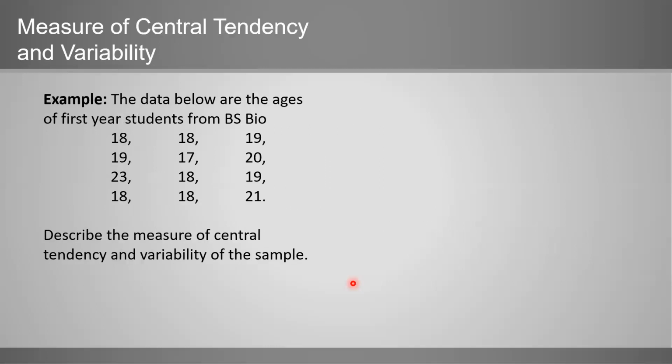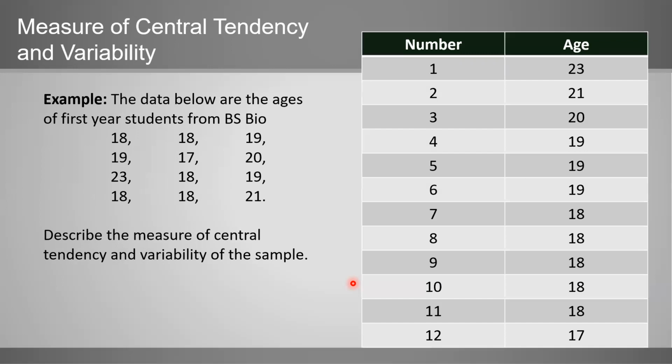So let's now have an example problem. So we have here the data of the ages of first-year students from BS Bio. So we want to describe the central tendency and the variability of our samples. The first step we should do is to arrange our data in ascending order or descending order. But in this case, I did it in descending order. So my number 1 is 23. Then we have 21 and so on up to the 12th sample, which is 17.